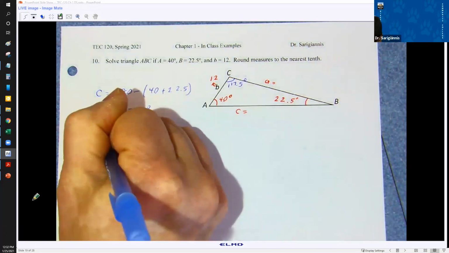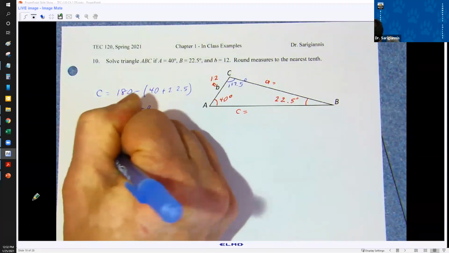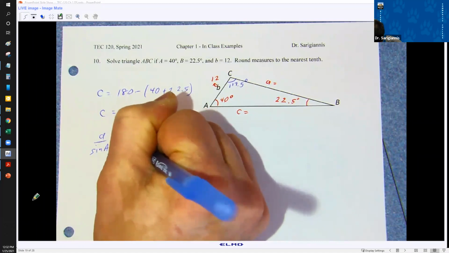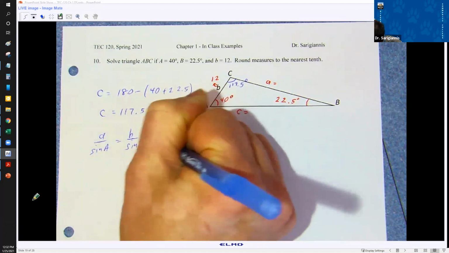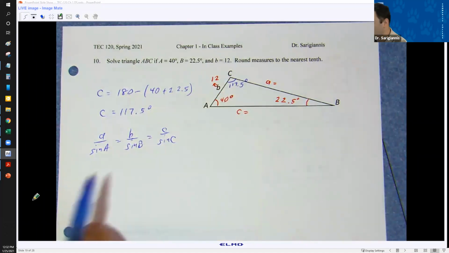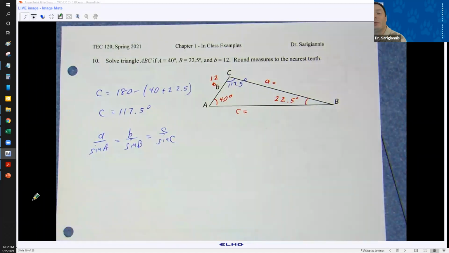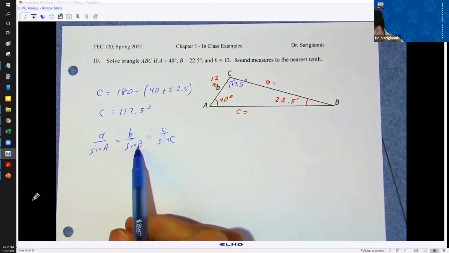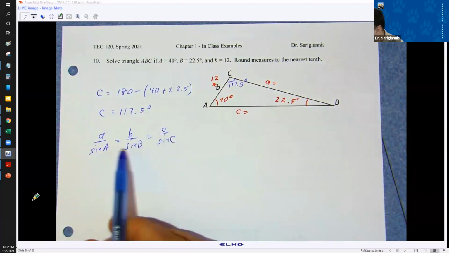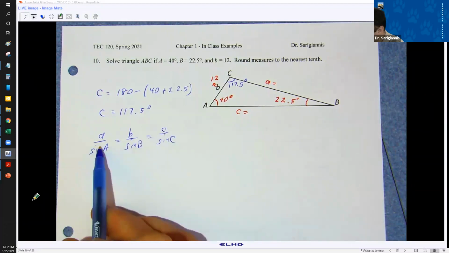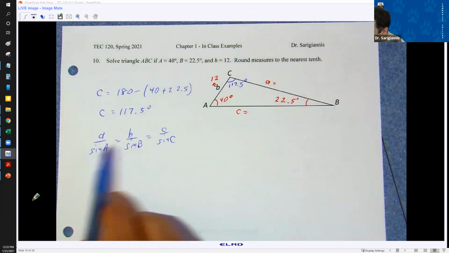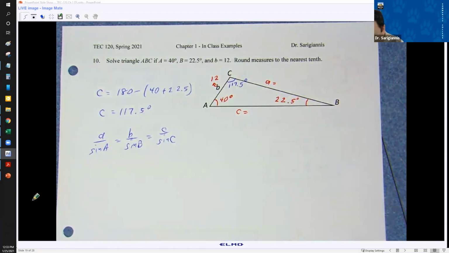Law of sines, right? A over sine A equals B over sine B equals C over sine C. Now, if you forget this, as long as you remember the ratios, you could write them the opposite way too. You could write sine A over A equals sine B over B equals sine C over C. Just remember to write either all the sides on top or all the sines of the angles on top. It doesn't matter as long as you keep it consistent with the ratio.